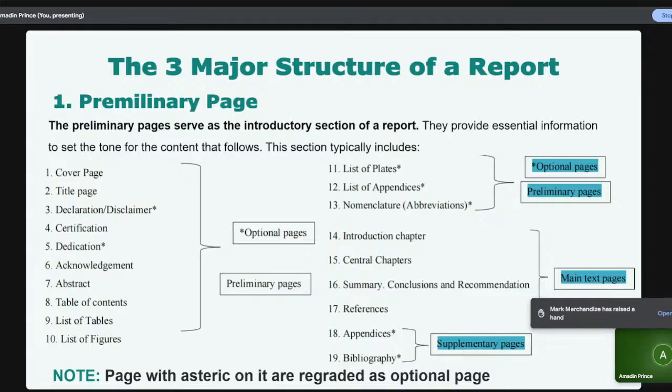And one more thing I need to amplify again is that each page must begin on a separate page. Most times I review students' reports in my school, and I see how jumbled it is. They'll put declaration, certification, acknowledgement all on one page. That is not so. You should never do that. Each one of them must begin on a separate page.